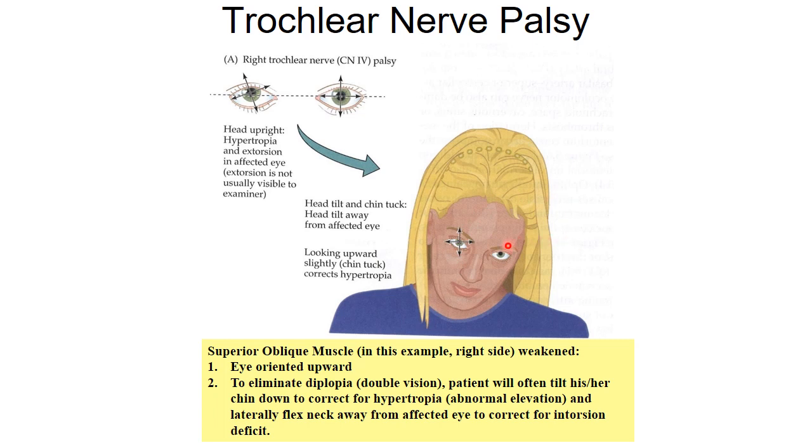What is she doing? She's intorting. Okay, she can't spin the top of her eyeball in, so she's spinning her entire head in to compensate. So this is intorsion by entire head right here. Okay, so that's what the patient will do. They'll tuck their chin in and tilt their head away from the affected eye, and that's a pretty good indication that this patient might have an issue with their superior oblique or cranial nerve 4.